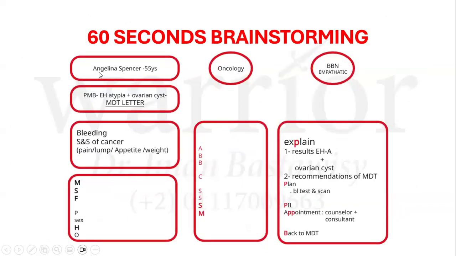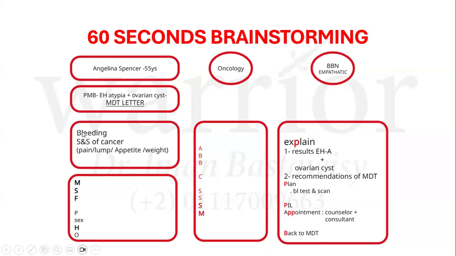So here is the name of my patient and her age. My patient is here because of postmenopausal bleeding. Her investigation showed endometrial hyperplasia with atypia and ovarian cyst, and she has a multidisciplinary team letter to discuss.